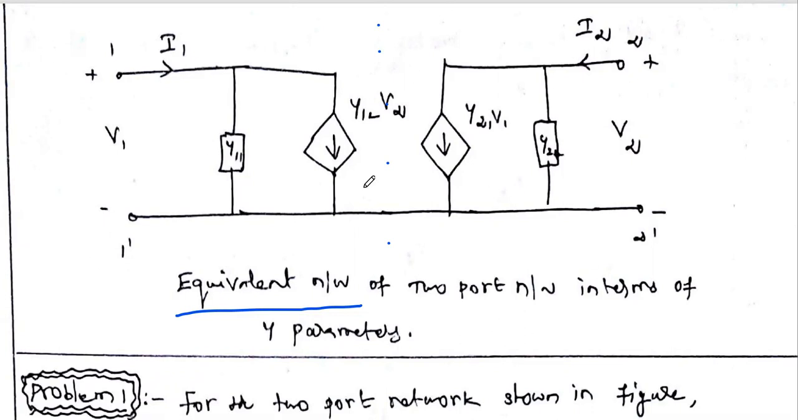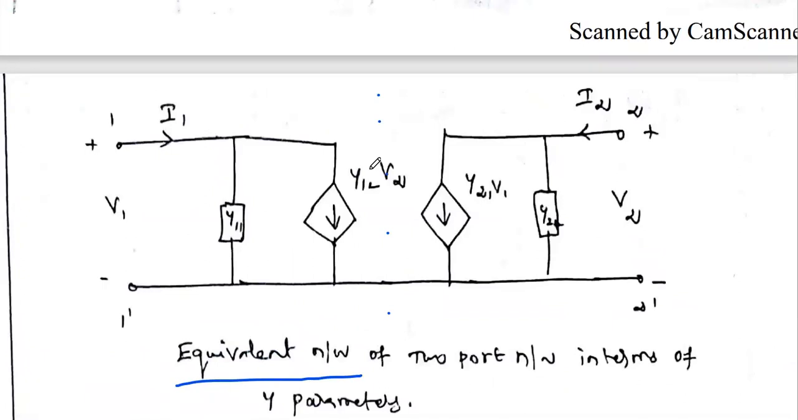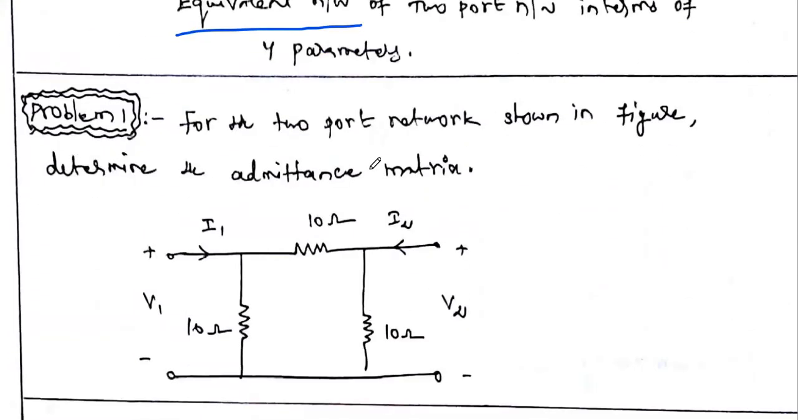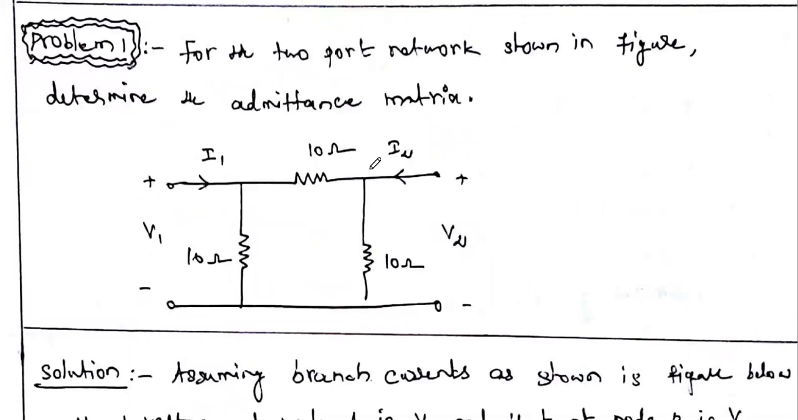In all parameters, the equivalent network diagram will be there. So that is the important 2-mark question. So this is about the Y parameter. And the next one, we are going to solve two problems.